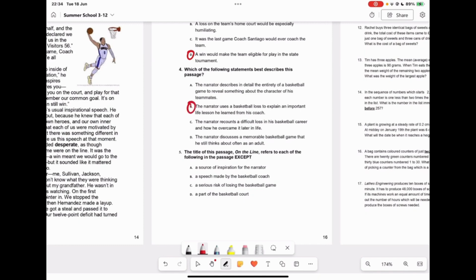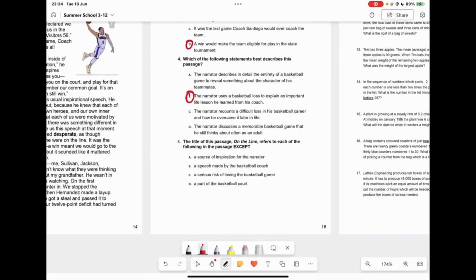And then question 5. The title is online, and it refers to each of the following in the passage, except. So we're trying to find what is not true. A, a source of inspiration, yeah. A speech, yeah. A very serious risk of losing, yeah. Part of the basketball court, no.